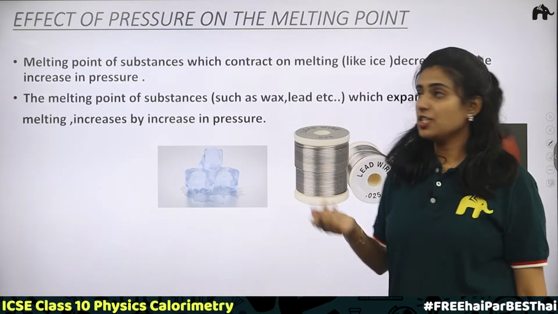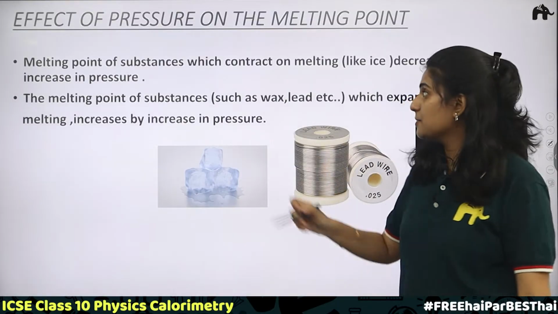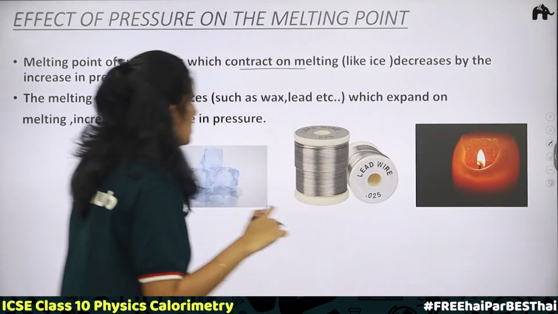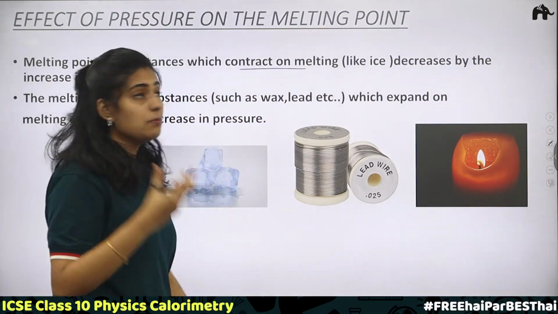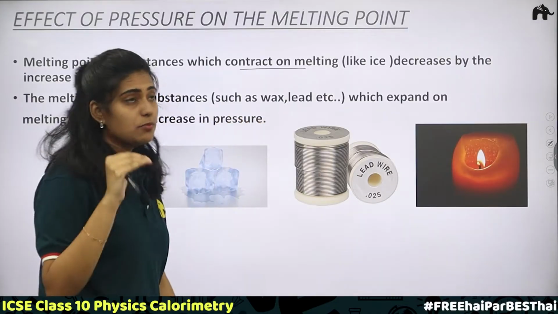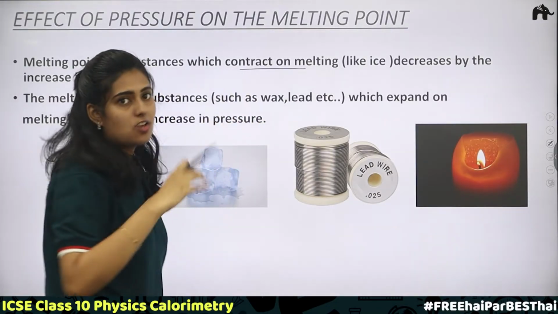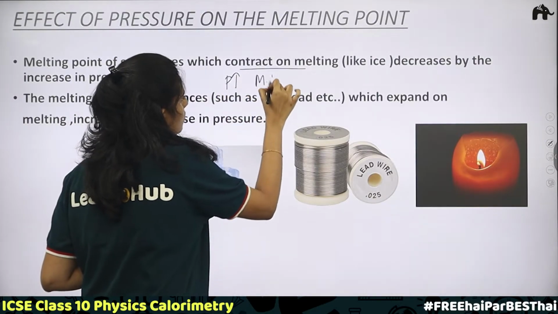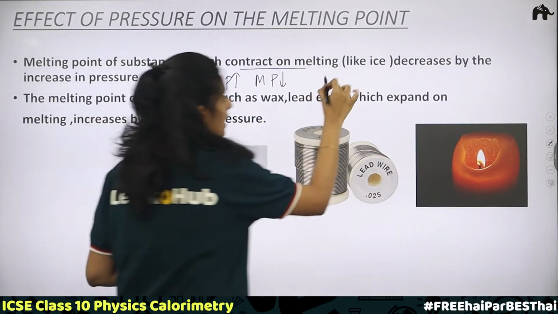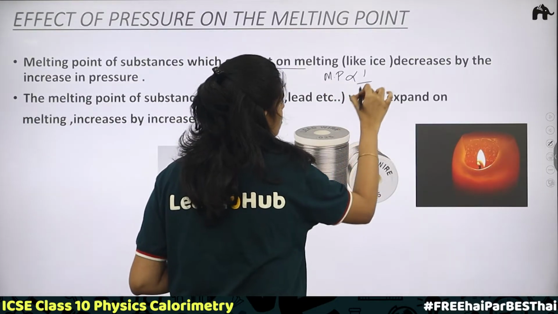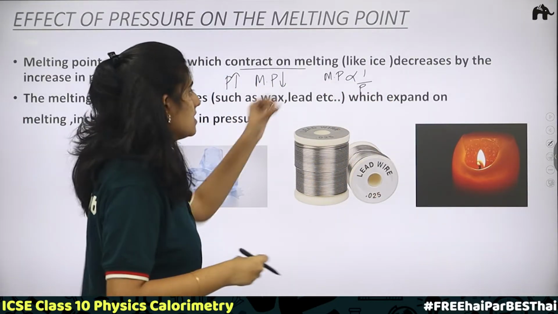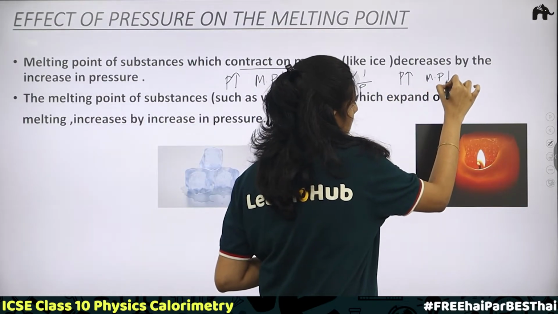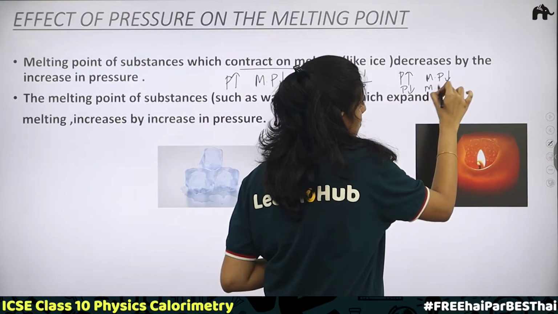Okay. Effect of pressure on the melting point. Melting point of some substances which contract on melting, like ice, decreases with increase in pressure. When you take the case of ice, when the melting process happens, the substance is contracting, the volume is decreasing. So here, when you increase the pressure, the melting point will be decreasing, which means melting point is inversely proportional to pressure. When one quantity increases, the other quantity should decrease. Pressure increases, melting point decreases, pressure decreases, melting point increases.